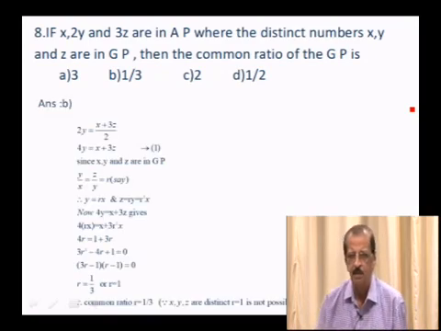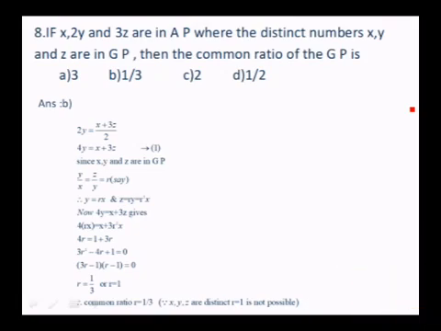Since the three numbers x, 2y, 3z are in AP, whenever three numbers a, b, c are in AP, you know that 2b is equal to a plus c. So 2y is equal to (x plus 3z) by 2. 2y is the middle number. If you cross multiply, you get 4y is equal to x plus 3z.